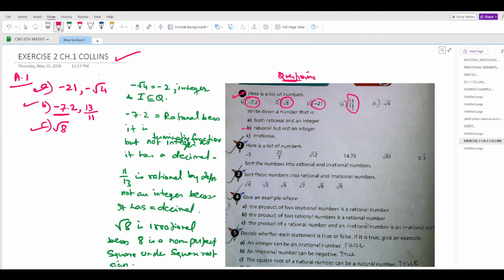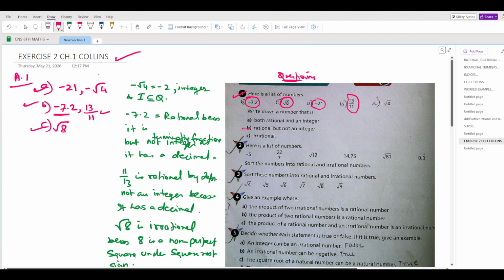Next is 13 upon 11. Now 13 upon 11, by definition, is a fraction and the denominator is non-zero, so it is a rational number. But is it an integer? No, it is not an integer, because 13 upon 11 will give you a number with a decimal point. So it comes into the category of rational but not integer. So in the B category, I have to put this 13 upon 11. Can you see I've put it in the B category?